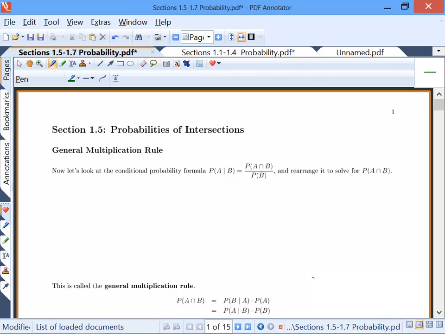So we're going to start with our general multiplication rule. If we look at our conditional probability formula, notice this tells us our conditional probability if we already know the intersection. Sometimes we want to go about it the other way. So we might know a conditional probability and we want to know the probability of the intersection. So we're just going to look at this equation and rearrange it to solve for the probability of the intersection. So basically, mathematically, what do I have to do to get the probability of the intersection by itself?